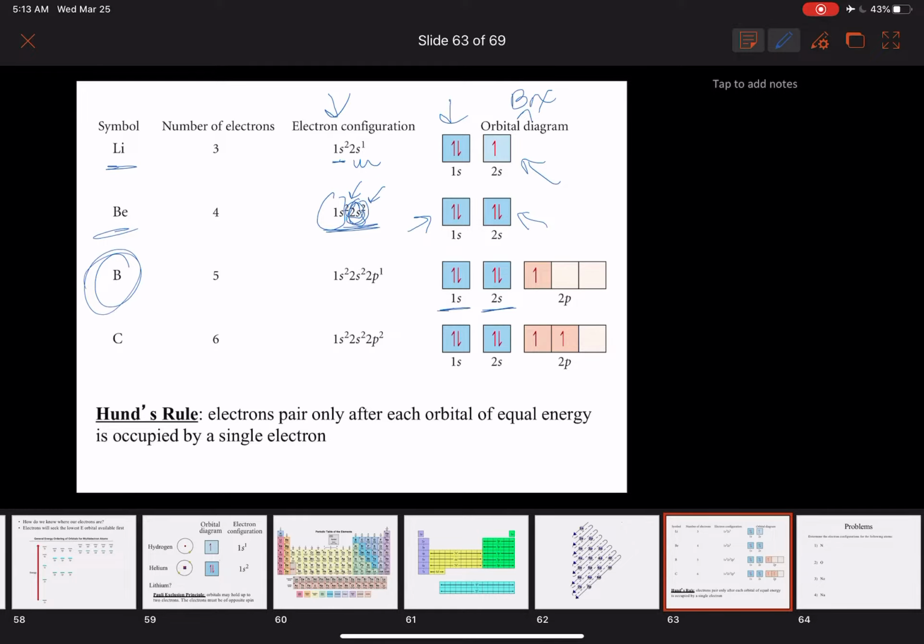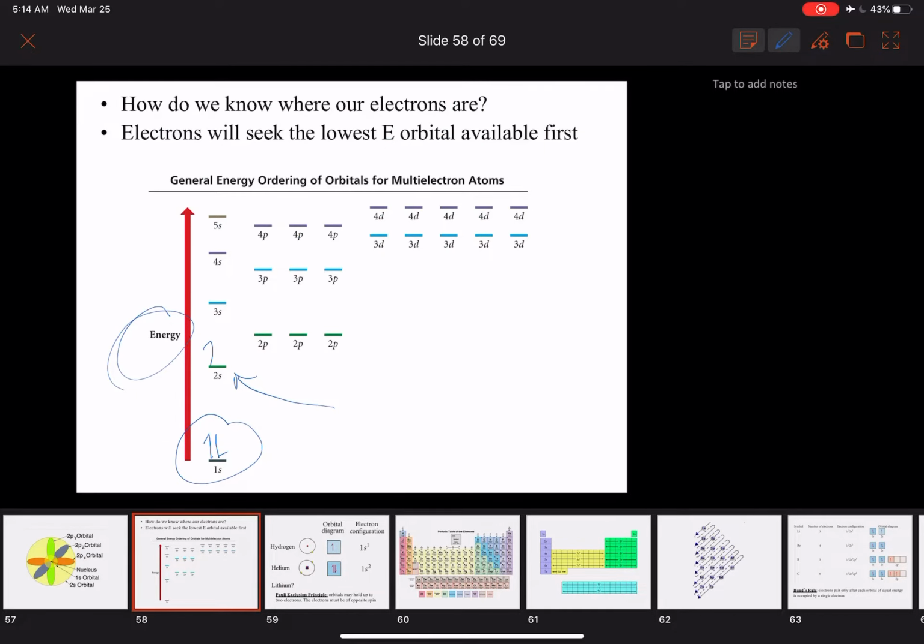Now the 2s and the 3 2p's, 2px, 2py, and 2pz, are all in the same shell, the second shell. And you guys can see on the energy diagram that the 2p's are a little bit higher in energy than the 2s. So that's where electrons are going to go next after we fill the 2s.